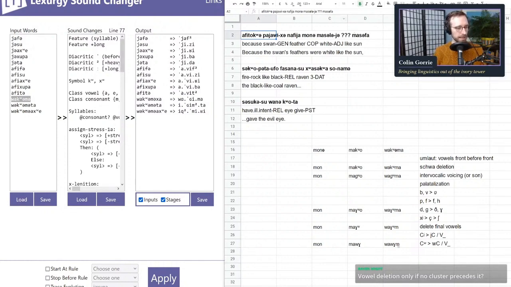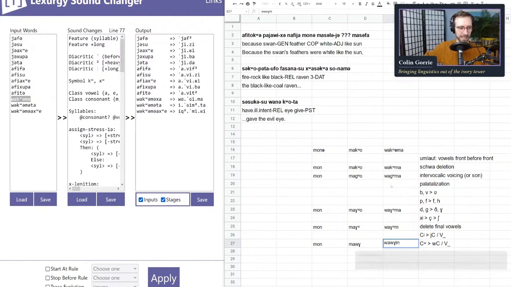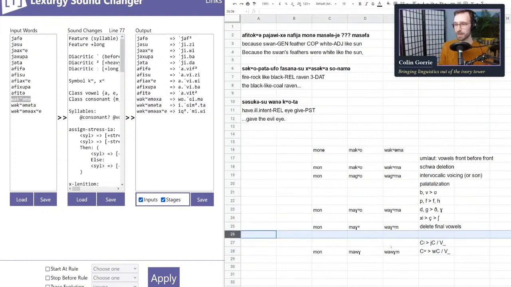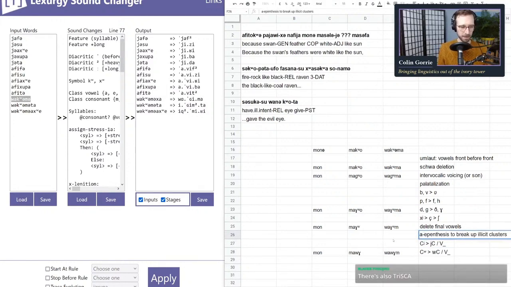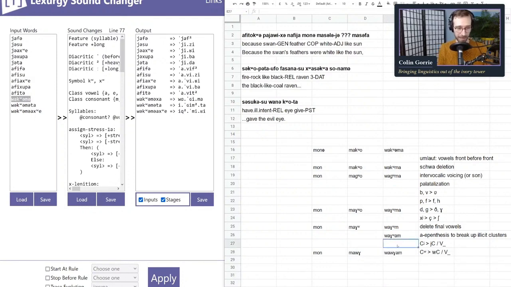And then let's use our vowel here. Yeah, we could do it so that vowels delete only when it doesn't create an illicit cluster. In which case, maybe what we do is actually we epenthesize a vowel. So instead of waurma, we get wauram or something like that. And we'll call it a epenthesis. Maybe that'll be the unmarked vowel here. Wauram. So let's make this our word for like.